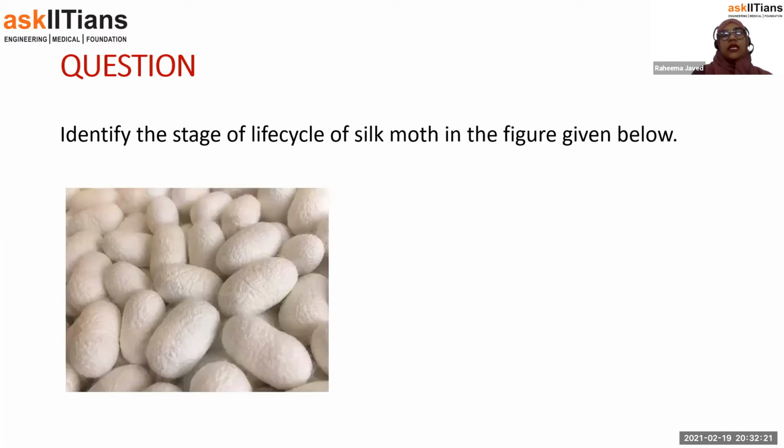The next question is you have to identify the stage of the life cycle of the silk moth in the figure below. This is the cocoon inside which the pupa is present. And this white colored structure is actually the silk.